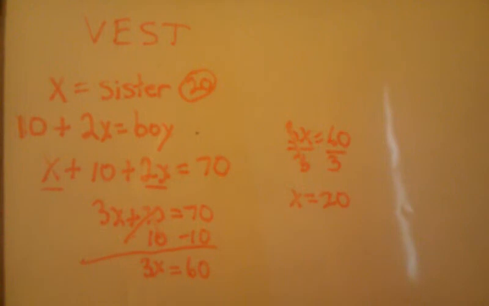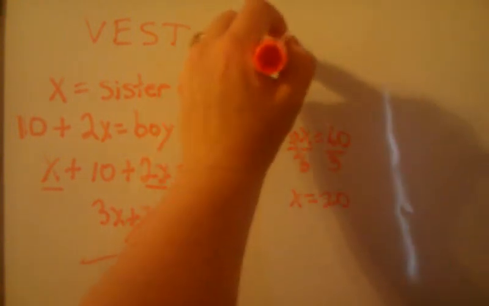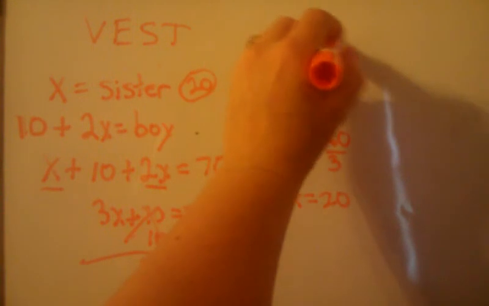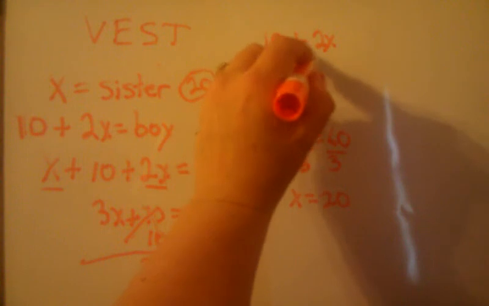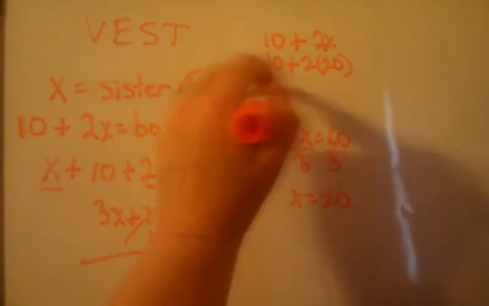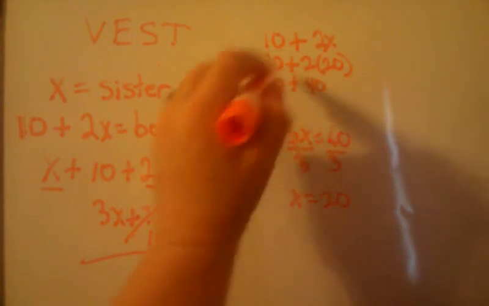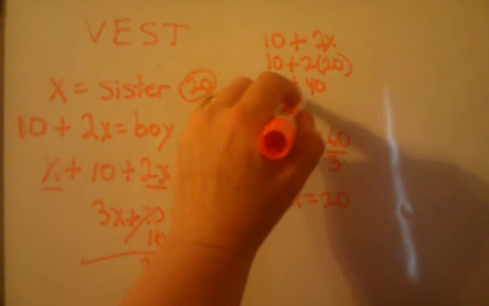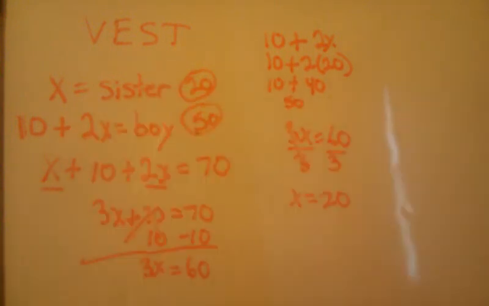How much did he make? Well, he made 10 plus 2x. So 10 plus 2 times x is 20. So 10 plus 2 times 20 is 40. 10 plus 40 is 50. So he made $50. Okay? How far did you get?